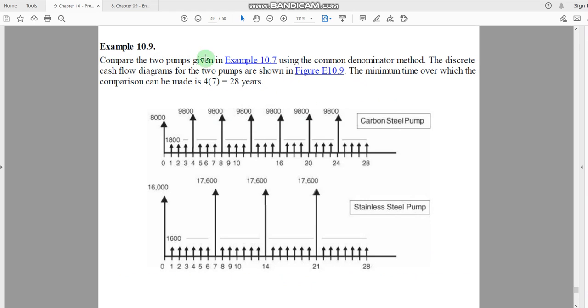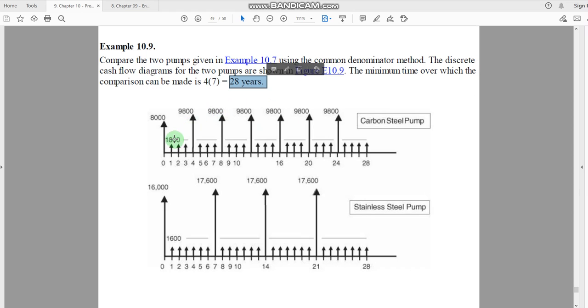Now compare the two pumps given in example 10.7. We have to use the same example, and we will use the common denominator method. The discrete cash flow diagrams for the two pumps are shown in the example. The minimum time over which the comparison can be made is 4 times 7, so the total time is 28 years.